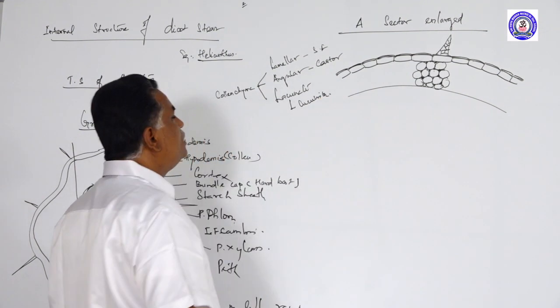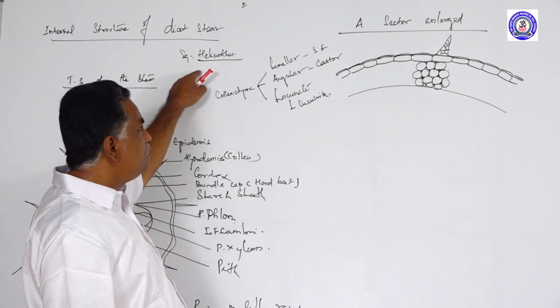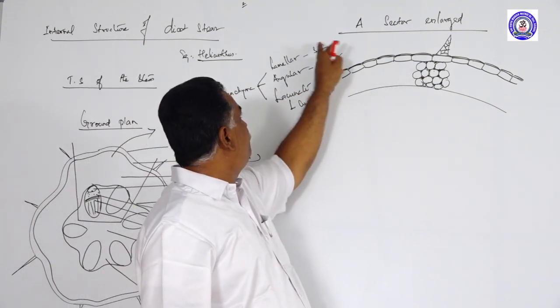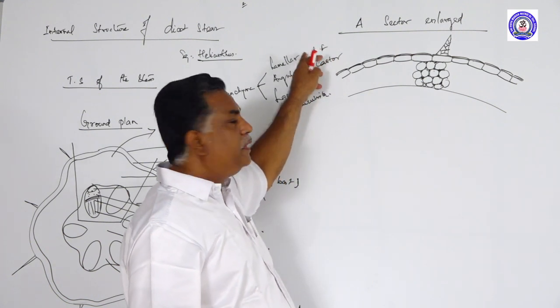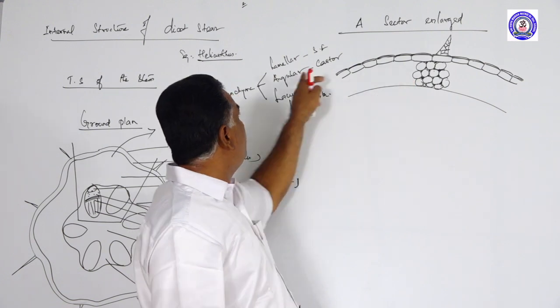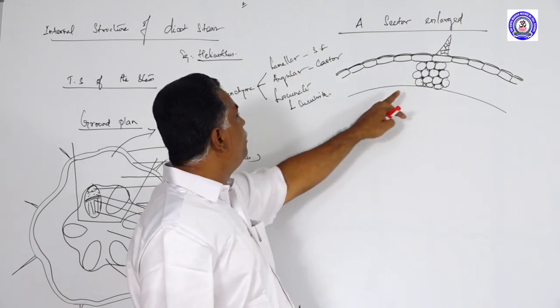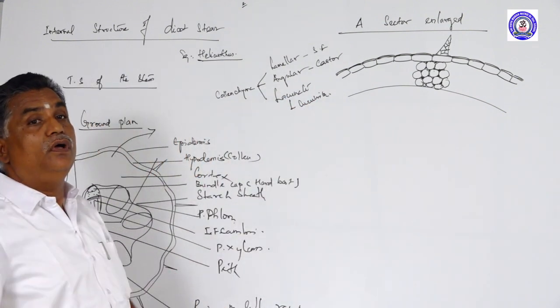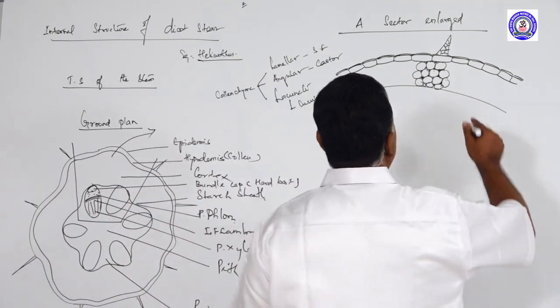So here we have taken helianthus. If this is helianthus, the hypodermis is made up of lamellar collenchyma. In the case of castor, the hypodermis is made up of angular collenchyma. In the case of cucurbita, it is made up of lacunate collenchyma. All types of collenchyma are found in the hypodermis.